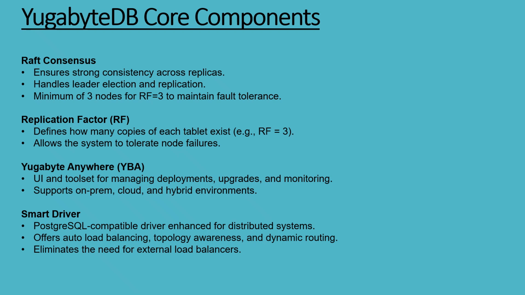So let's move on to the next component, which is Yugabyte Anywhere, which is one of the most important and appreciated components as we go further into this training. So Yugabyte Anywhere, or YBA, is a centralized control plane which is used to manage YugabyteDB deployments across any infrastructure, whether it's on premises, in the cloud, or in a hybrid environment. It has a user-friendly web UI and automation tools.